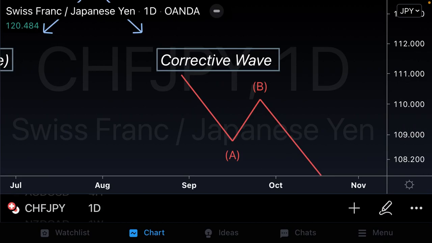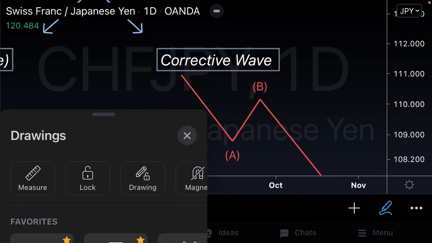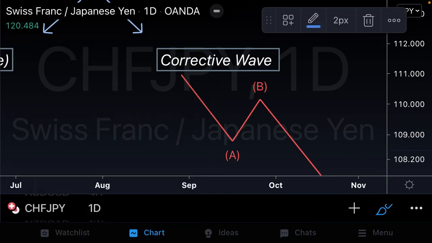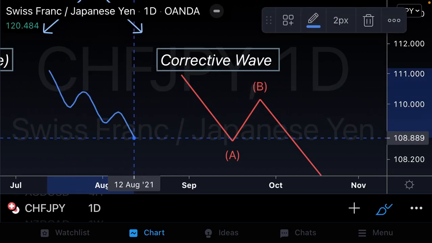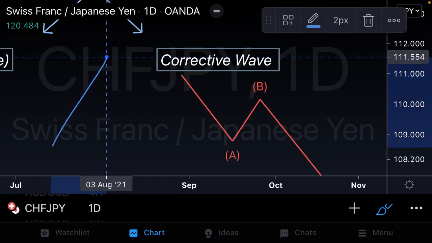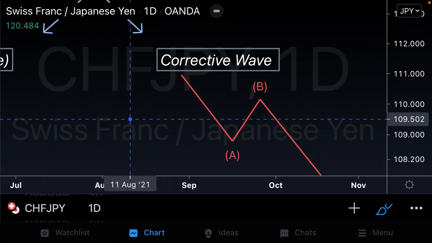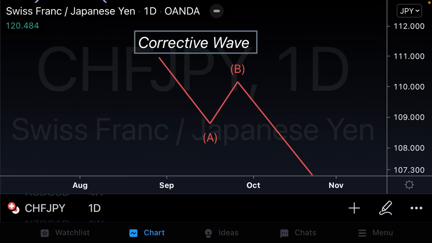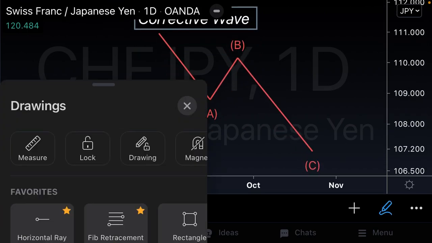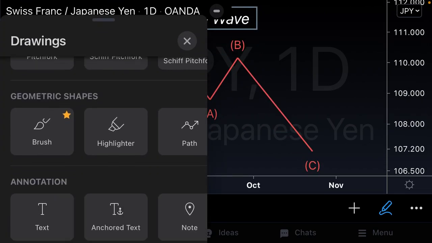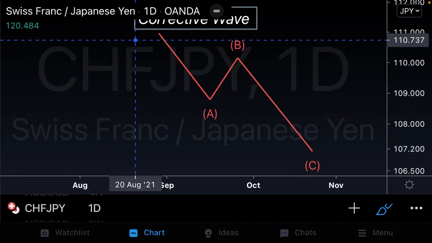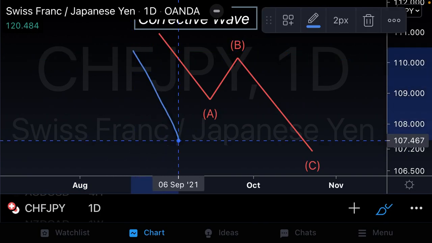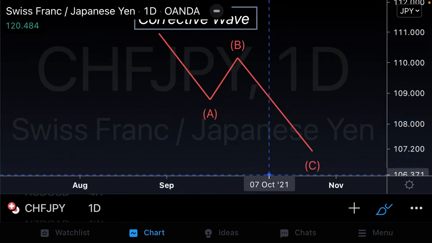So now we spoke about our impulsive wave. We said that our impulsive wave, guys, consists of 5 legs to the upside, or it can be to the downside. Regardless, it doesn't really matter whether we're impulsing up or down. And our corrective wave, on the other hand, only has 3 legs. So after we've seen our 5 wave impulsive leg to the upside, we then obviously expect to see our corrective structure, which is only 3 legs to the downside.